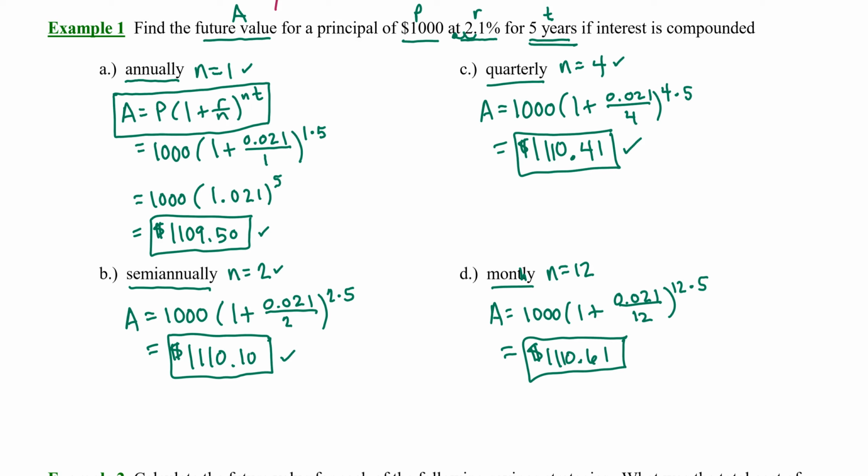So at the end of 5 years, if I left that $1,000 alone, that means I'm not withdrawing from it and I'm not adding to it, then the interest that I would collect would be $110.61. So the higher the compounding period, or the higher the number of times interest is compounded per year, the bigger N value, the greater the future value.